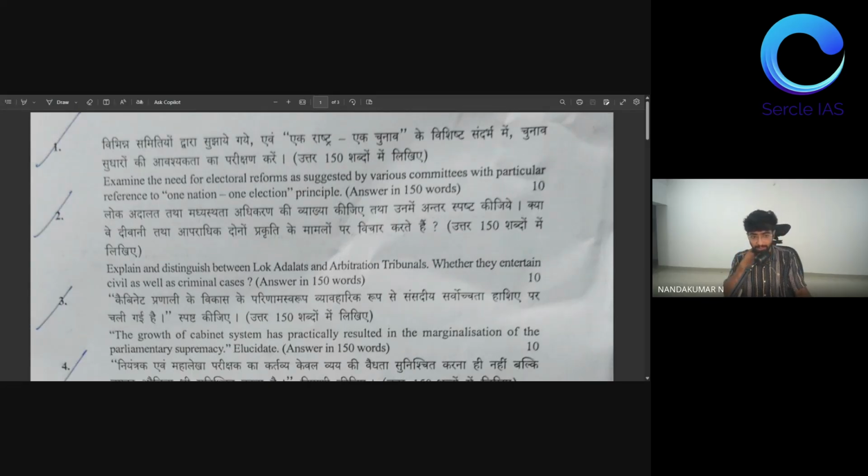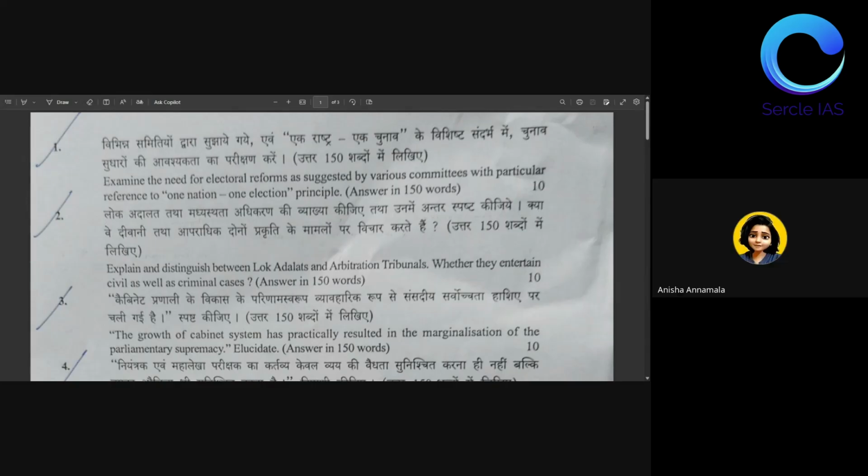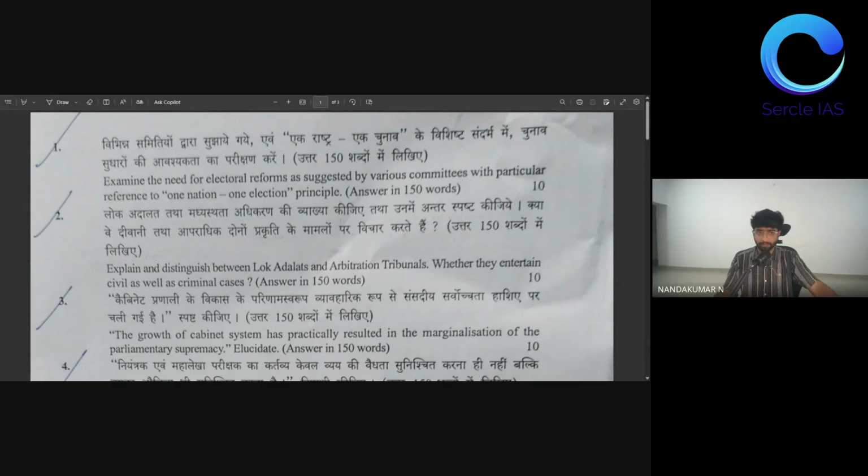And what is the syllabus connect? Examine the need for electoral reforms as suggested by various committees with particular reference to the one nation, one election principle. What is the syllabus connect? Elections, generally, Election Commission, and maybe you can say various constitutional bodies, Parliament and state legislatures, structure, functioning, the conduct of business, powers, privileges. Or simply it is a constitutional body, right? Election Commission as a constitutional body. That is the syllabus connect.